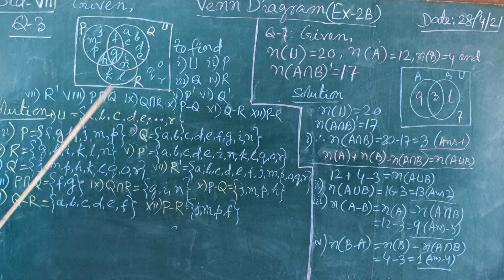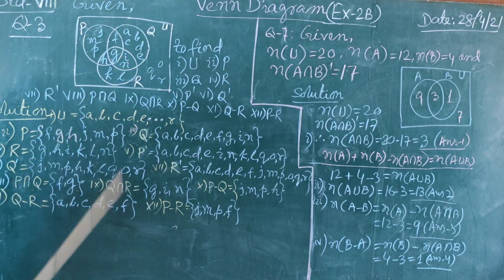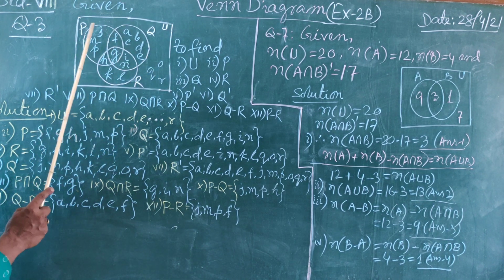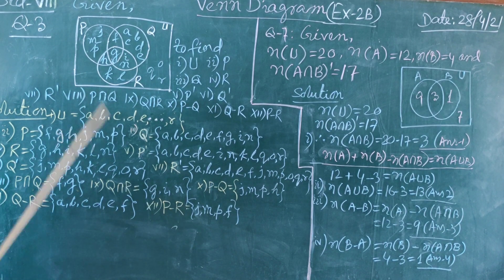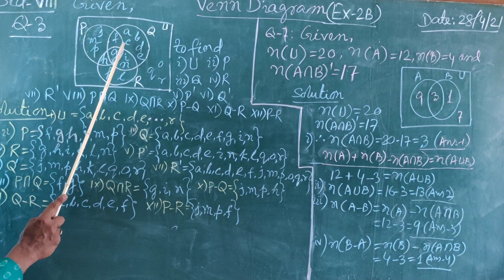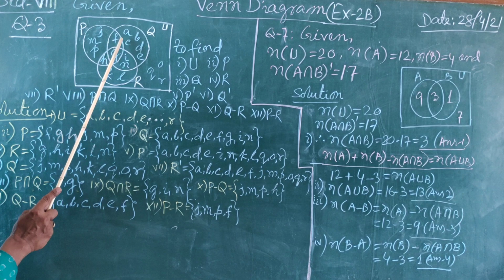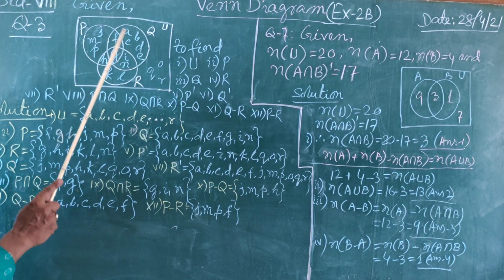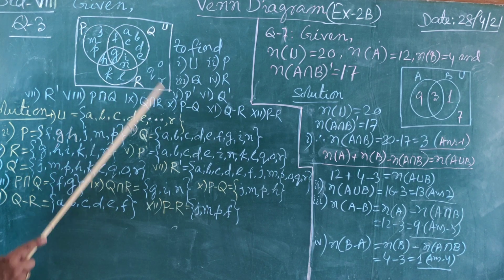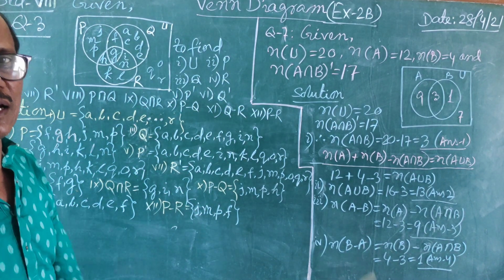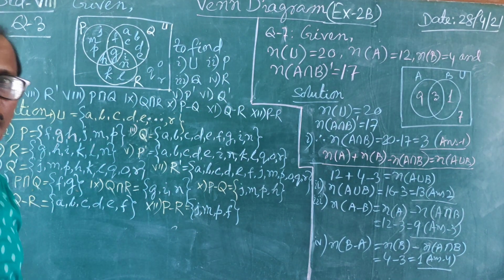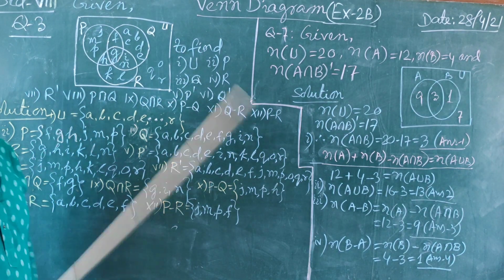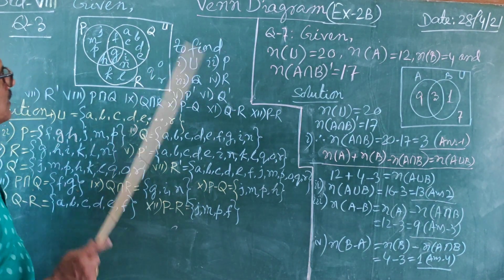Question number 3 is a very good question. This is the Venn diagram given to you in the book, and all the elements are placed. Set P is this particular circle. All the elements inside this are set P. You see, these three sets are P, Q, and R. All three are interrelated, all three are overlapping sets. So three sets overlapping, not two sets overlapping.